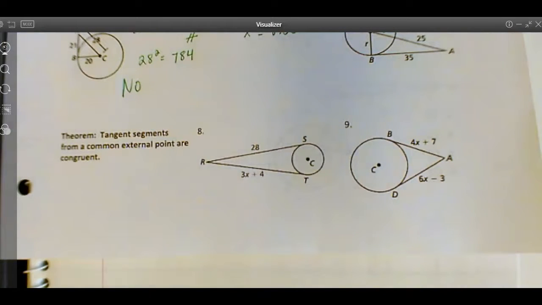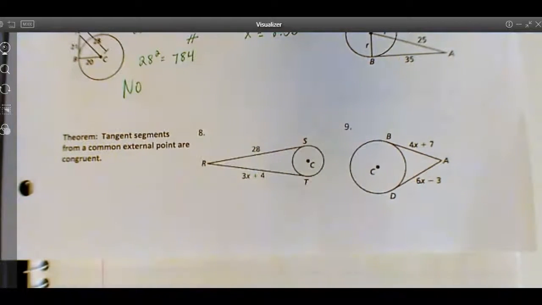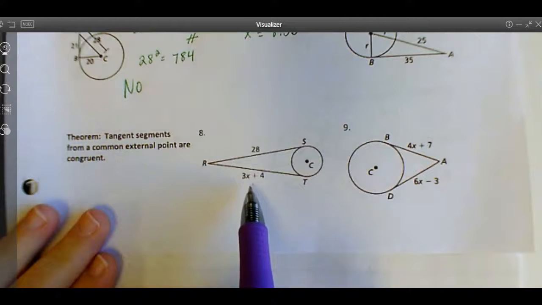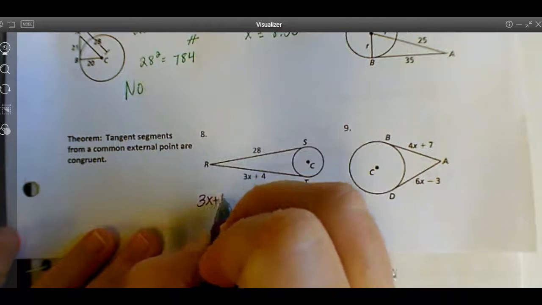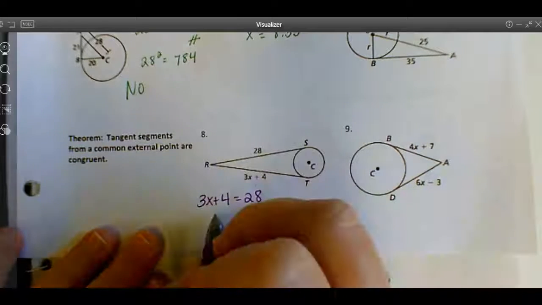Some people call this the party hat theorem because it looks like a party hat if you put it up to the side. Basically what it tells you is that if you have two segments that are joined together at the end, these two segments are equal to each other. So you just take 3x plus 4 equals 28. Subtract 4 on both sides.